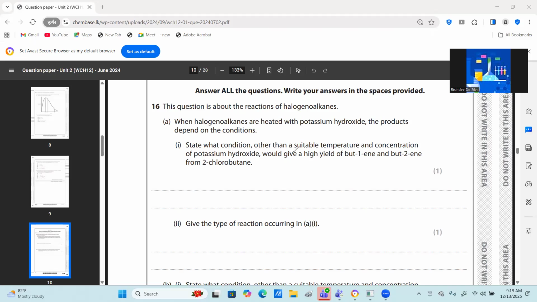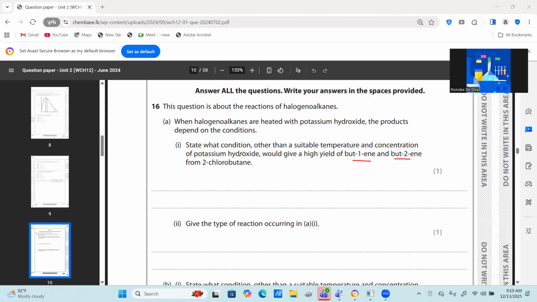State what condition, other than a suitable temperature and concentration, would give a higher yield of a double bond from potassium hydroxide. It should be in the alcoholic or ethanolic medium. So you can write alcoholic medium. Give the type of reaction.